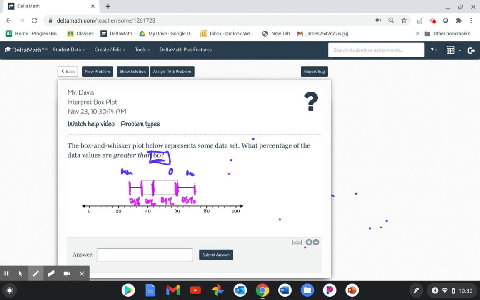All right, so the next one asks what percent are greater than 60. So 60 is going to be right here. So what percent are greater than 60? That's going to be this way, right? Bigger. So that means 25% are greater than 60. So we have to answer 25.